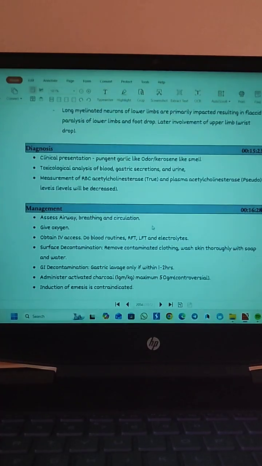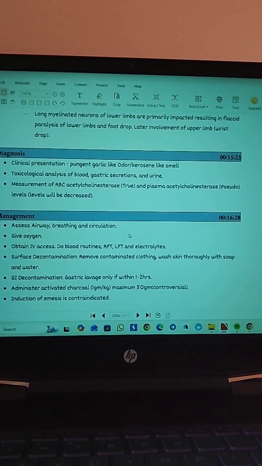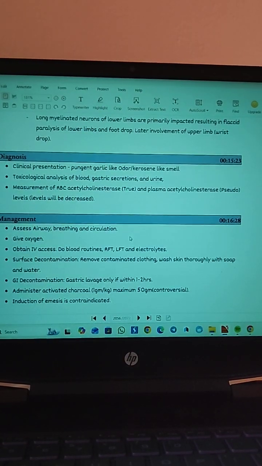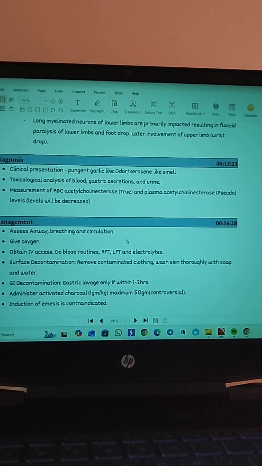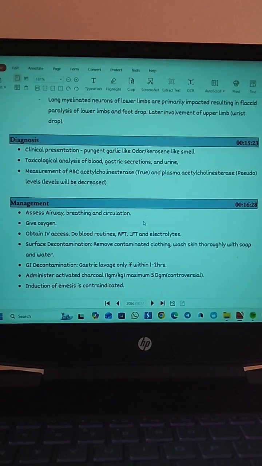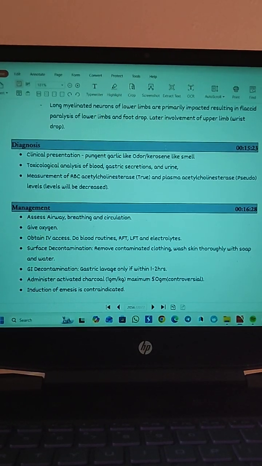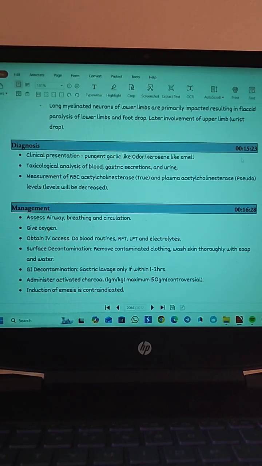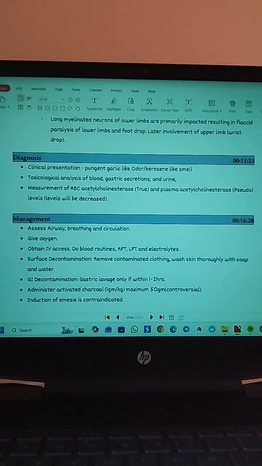So how will we diagnose organophosphate poisoning? First, the clinical presentation will include a pungent garlic-like odor or kerosene-like smell. You should also do toxicological analysis of the blood, gastric secretions and urine, and measure the RBC acetylcholinesterase, which is the true acetylcholinesterase, and the plasma acetylcholinesterase, which is the pseudo acetylcholinesterase. You should measure both, and both levels will be decreased. That is the diagnosis part.